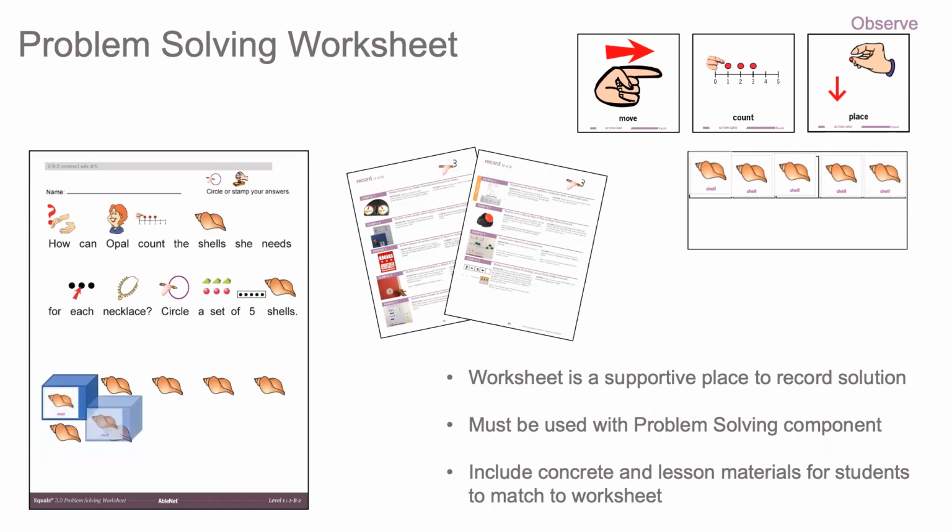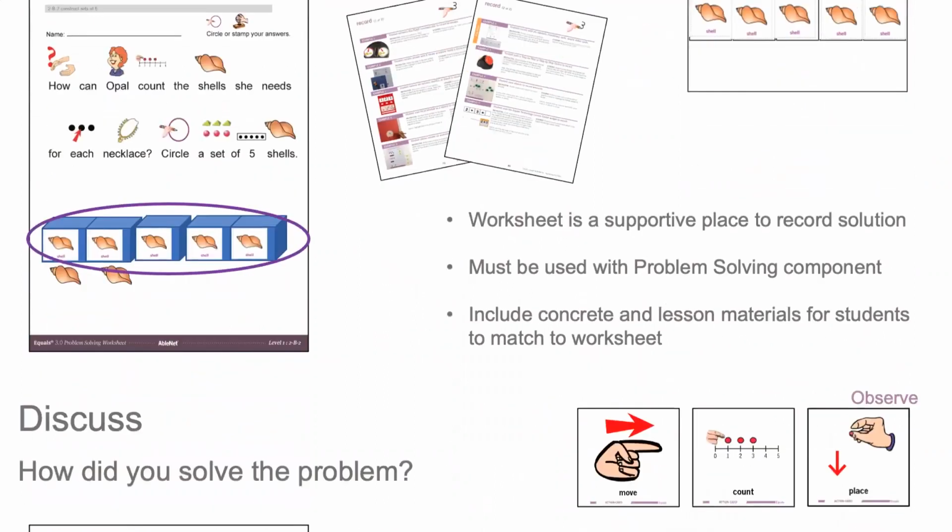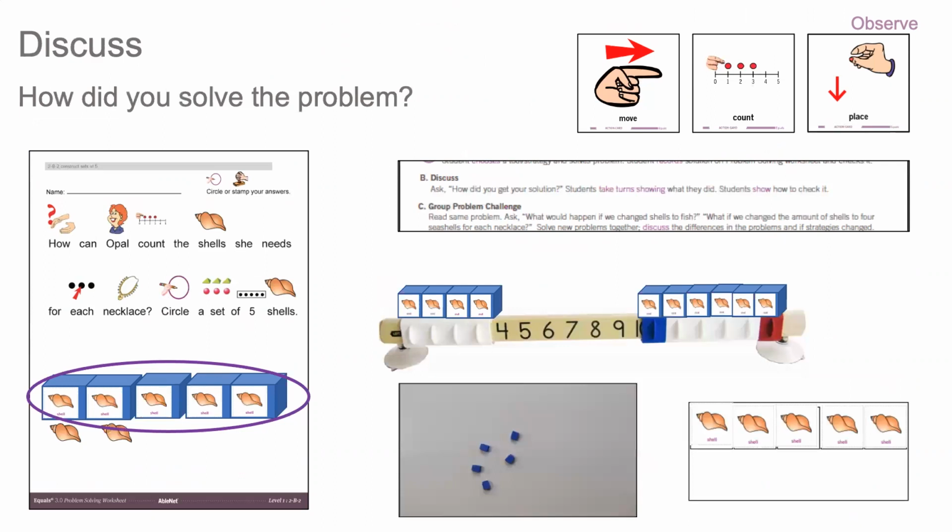In this example, if my student was able to sweep a set of 5 cubes with the shell pick symbols attached together to solve the problem, I could then support my student in placing those cubes on the worksheet to show how to record that solution by circling and isolating that set of 5.